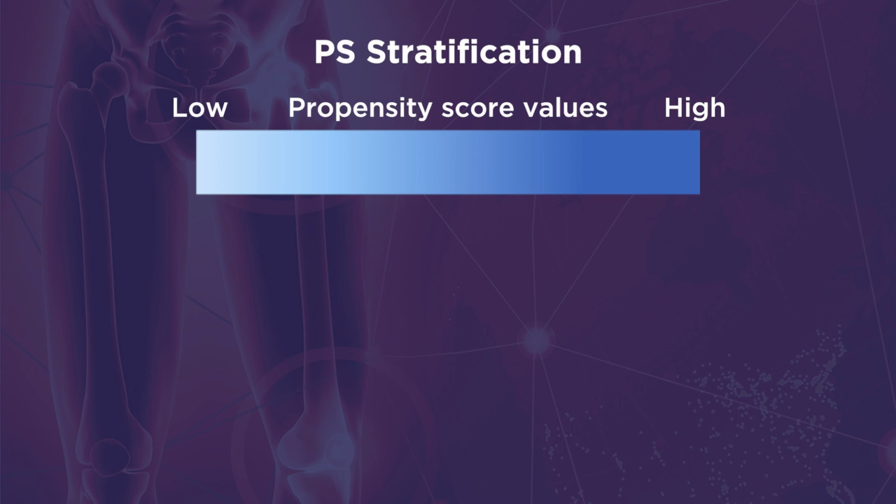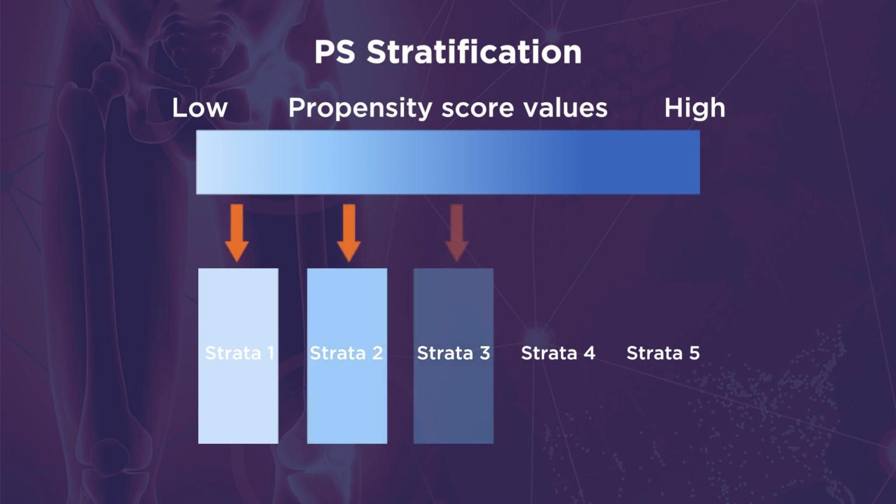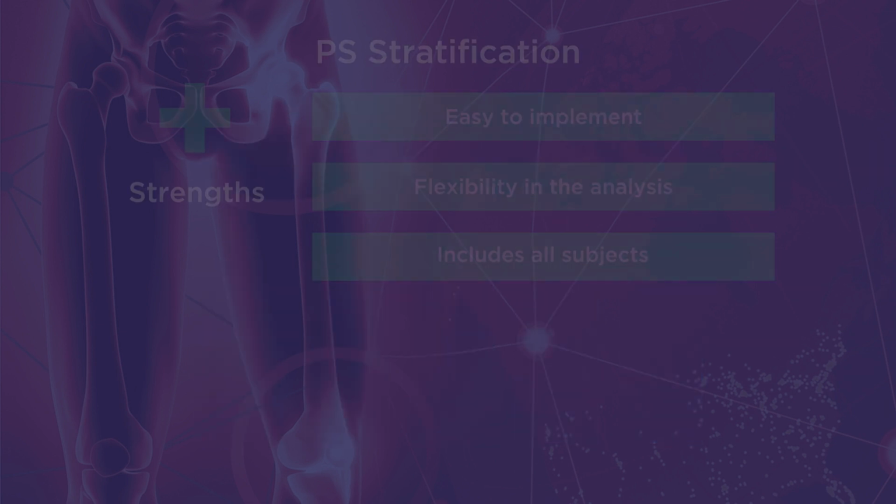Another approach is stratification. This is done by grouping patients from both study groups into separate bins, or strata, based on the value of their propensity scores. Within each strata, patients will have similar propensity score values, and hence will be similar with respect to the variables used to develop the score. Comparisons of the study groups are then performed separately within each strata, and an overall estimate is generated by taking a weighted average of the strata-specific results.